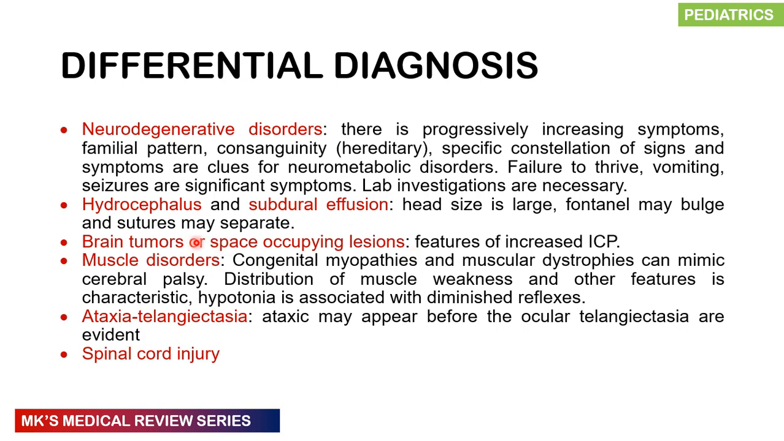You may have certain muscle disorders like congenital myopathies or muscular dystrophies that can actually mimic cerebral palsy. But remember that the distribution of the muscle weakness and other features is characteristic. Remember, hypotonia is associated with diminished reflexes. Sometimes you may have ataxia telangiectasia, where you get ataxic movements appearing before the ocular telangiectasia is even evident. And you may also consider spinal injury in some cases.